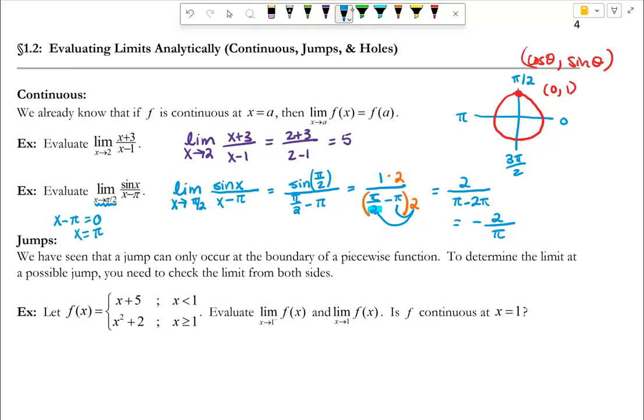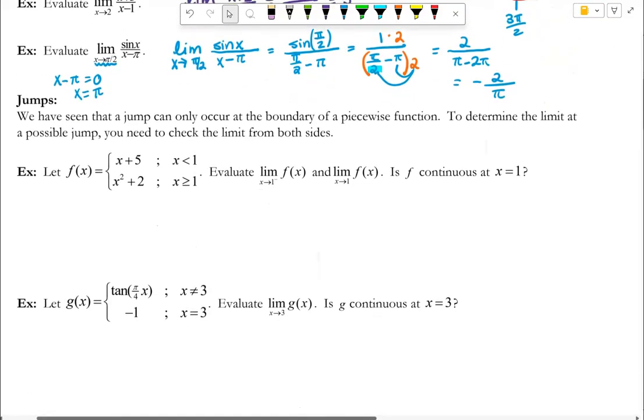All right, so in summary, when our function is continuous, we can evaluate the limit, and we'll know our function's continuous because when we plug in, for example, pi over 2 in that last example, we get a value. So when we evaluate our limit by plugging in, we just get a number, we don't get something over 0 or 0 over 0, then we're in good shape. We know our function's continuous there. So now on to jumps.